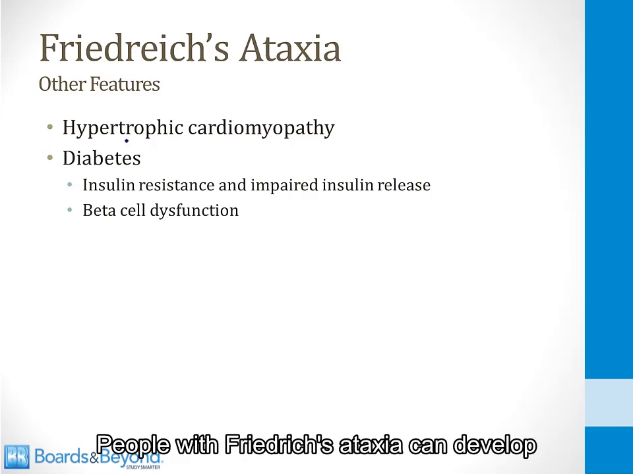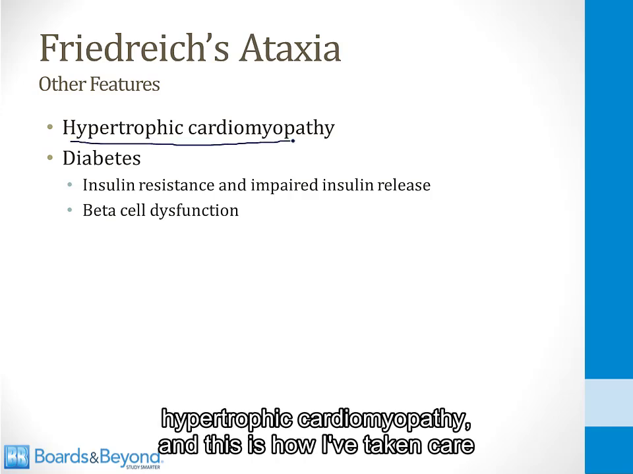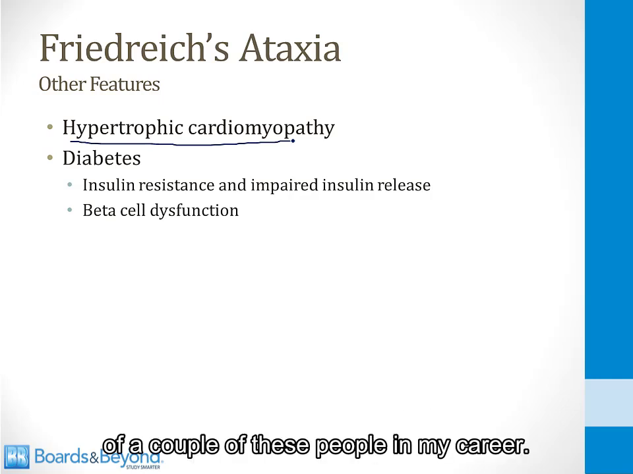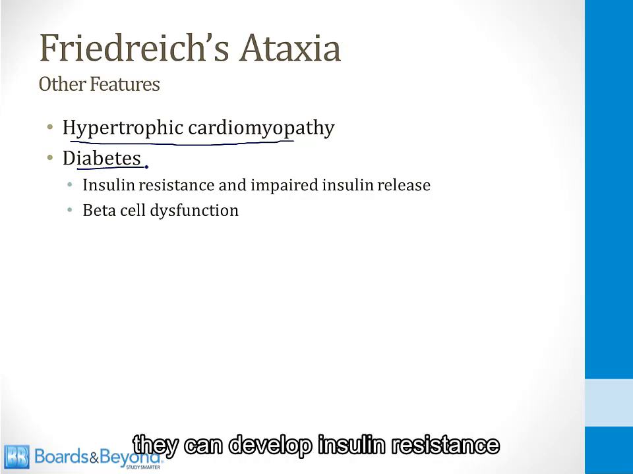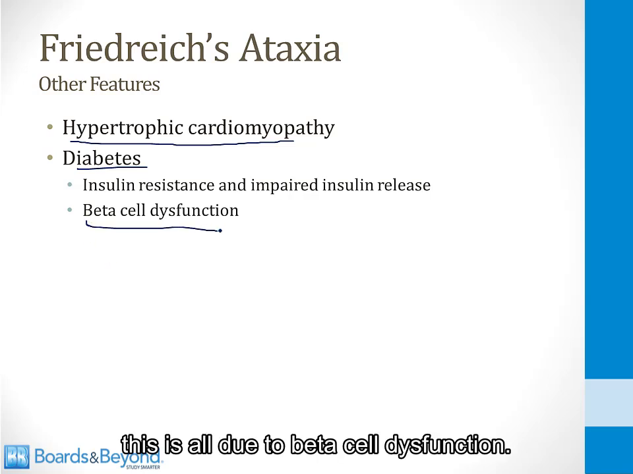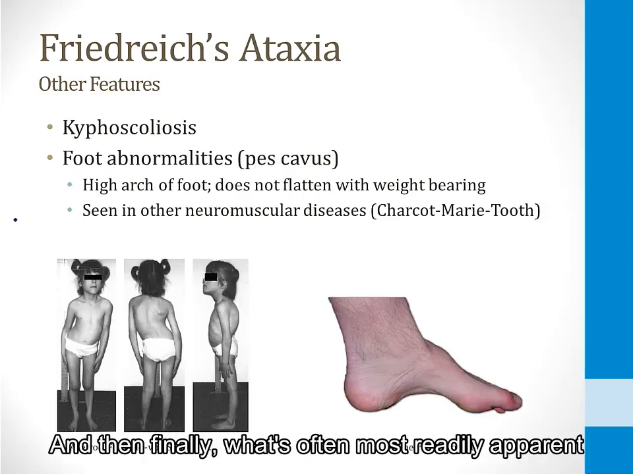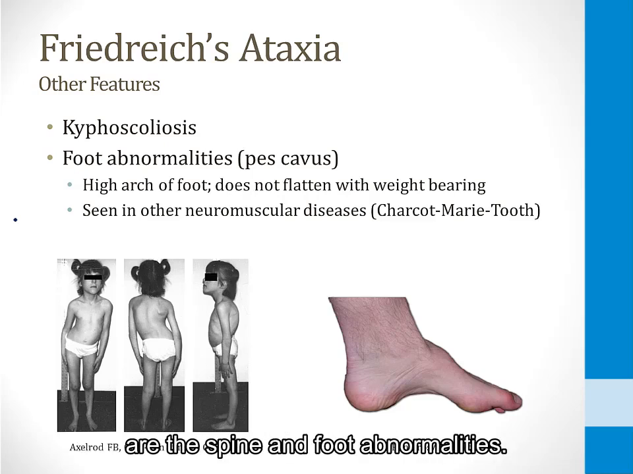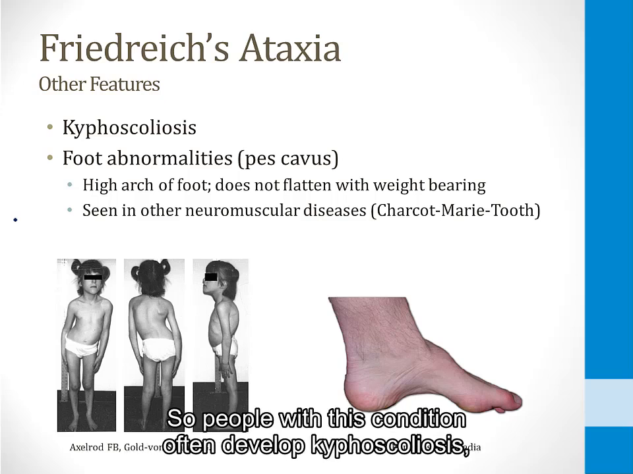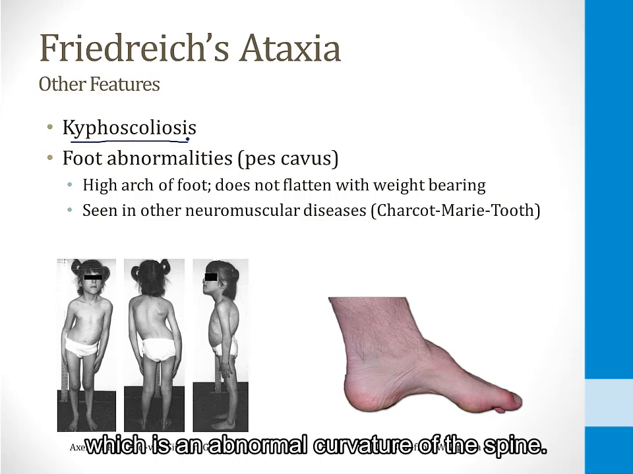People with Friedreich's ataxia can develop hypertrophic cardiomyopathy, and I've taken care of a couple of these people in my career. In addition, they often develop diabetes. They can develop insulin resistance and impaired insulin release. This is all due to beta cell dysfunction. And then finally, what's often most readily apparent when you meet people with Friedreich's ataxia are the spine and foot abnormalities. So people with this condition often develop kyphoscoliosis, which is an abnormal curvature of the spine.